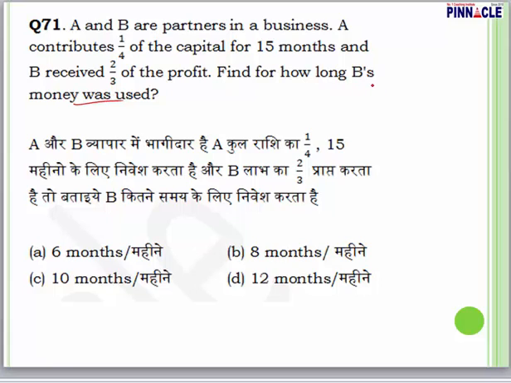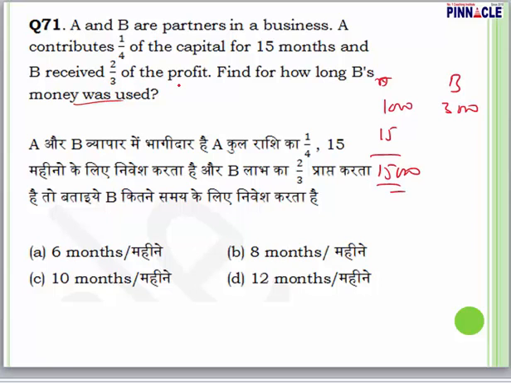A and B started a business. A and B, there are 2 persons. A contributes 1/4 of the capital for 15 months. Let's take it in 1,000. Total capital is 4,000. A is 1,000, B is 3,000. For 15 months, it means total equivalent investment would be equal to 15,000.